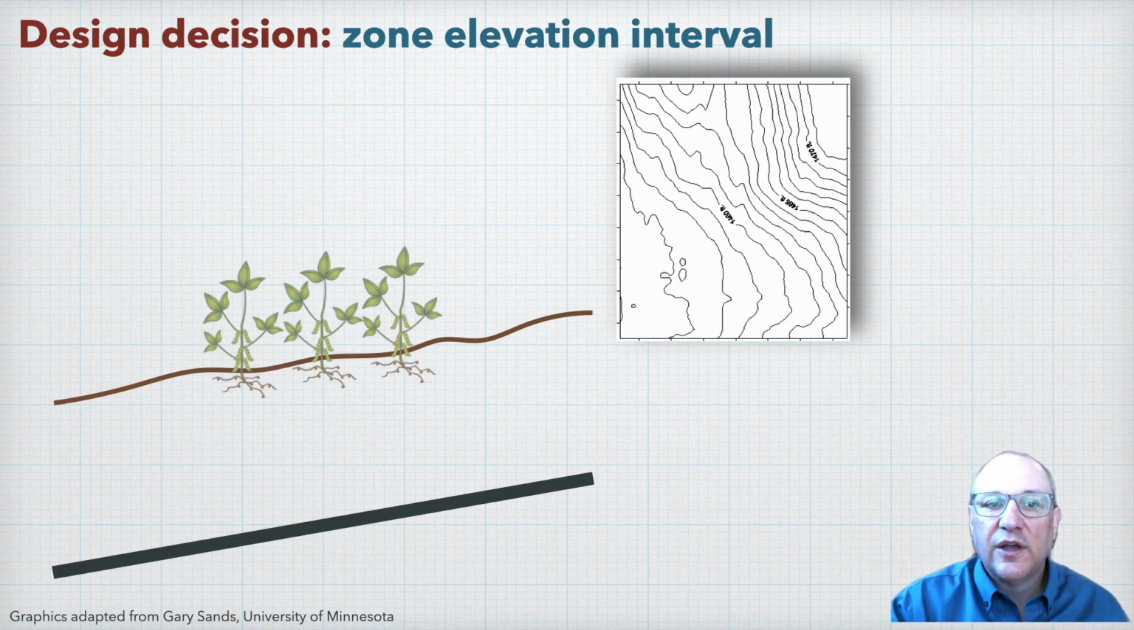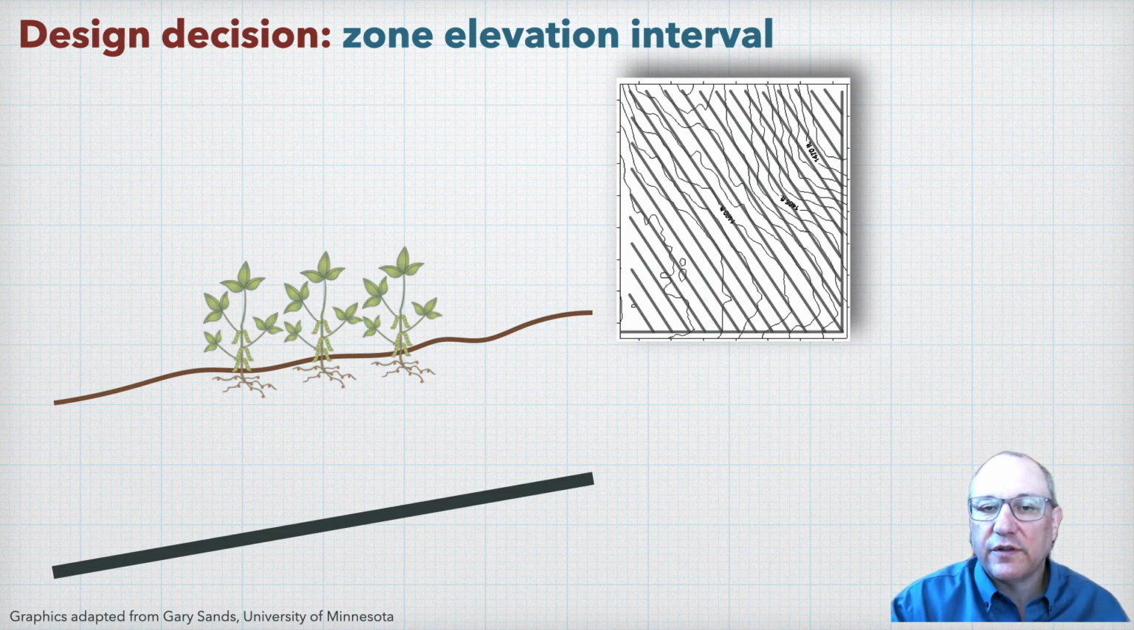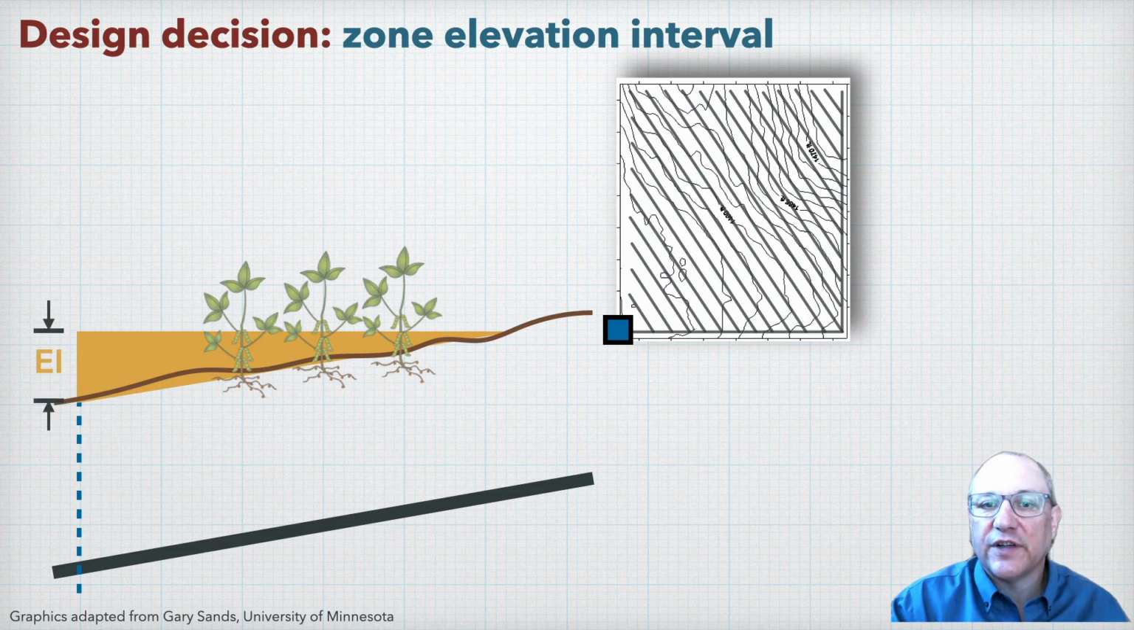For illustration, using the example field on the right and the profile view on the left, if this is our drainage system layout, and we start with a control structure at the outlet, the zone elevation interval is the rise in surface elevation we choose to define the extent of the water management zone for that control structure.